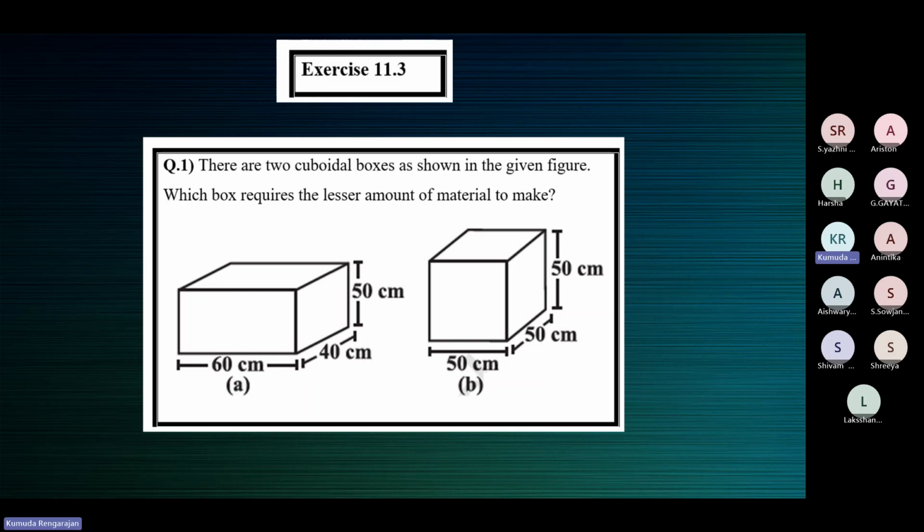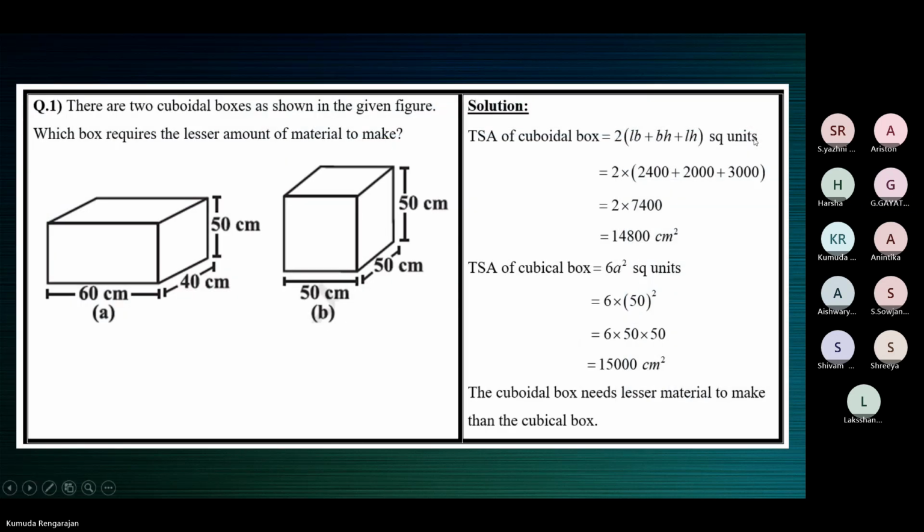There are only two things, volume and area. It's not volume, it's area. So find the TSA. Wherever the TSA answer is less, that would need lesser amount of material to make. So find the TSA using the respective formulae, and wherever the answer is less, that one would need lesser material to make. Okay.